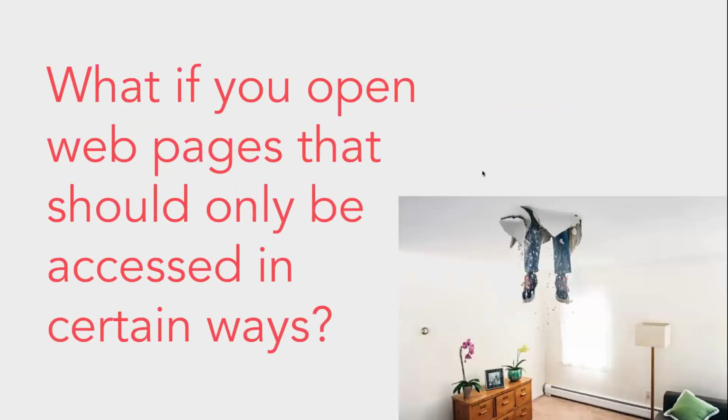What happens if the user opens web pages that should only be accessed in certain ways? So let's say that you design your web app such that the user starts on the home page, then they click a button and get routed to the other page, and then they get routed to another page. What if instead the user directly types into the URL and routes to the last page in the sequence? Is your web app going to basically break at that point? You probably don't want that, and you want to consider cases where the user accesses pages that you might not want them to at a certain point.